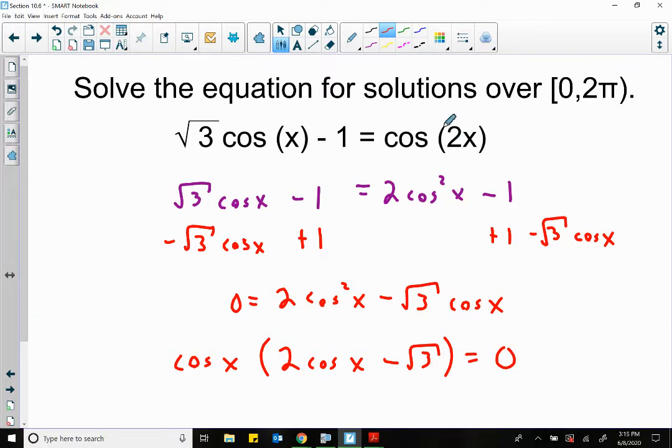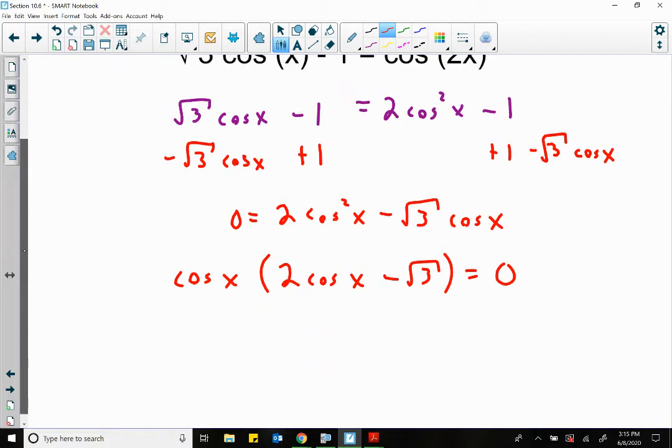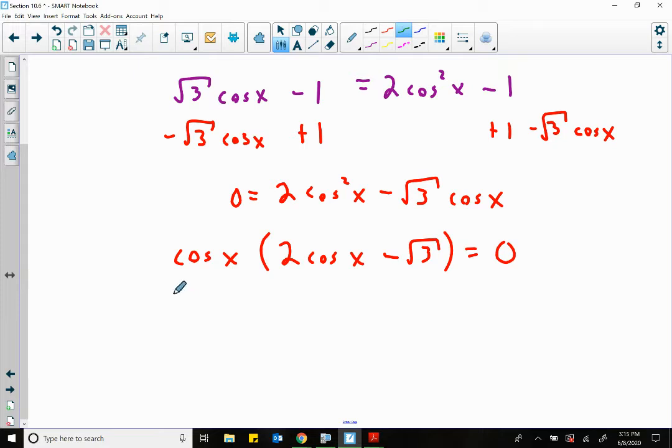So sometimes you're not even going to have it where it's a double angle in the end. Sometimes you'll just have it as x, like what we did a moment ago in section 10.5. Okay? So we know how to solve all of these. All we're going to do is set these equal to 0. Cosine x equals 0 and 2 cosine x minus the square root of 3 equals 0.